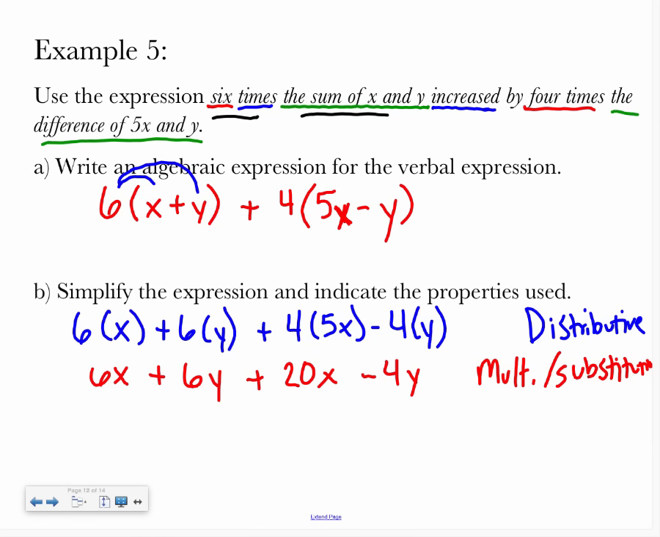Okay, so we are just multiplying, or you can say substitution. Next, I want to put my x's next to each other and my y's next to each other because those are the things I can combine. So I'm going to write it as 6x plus 20x plus 6y minus 4y. If I do that, I just changed the order, and that was called what property? The commutative.